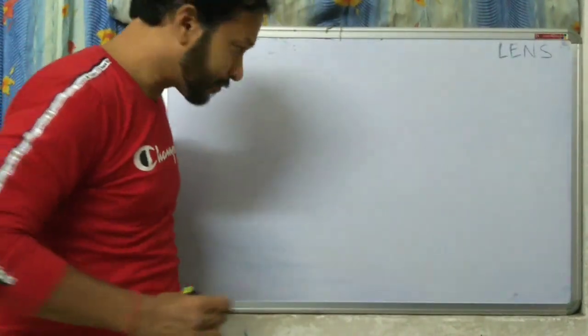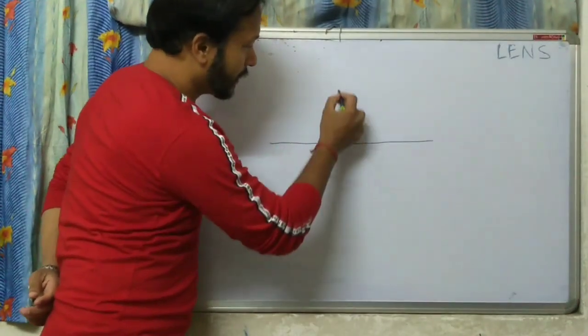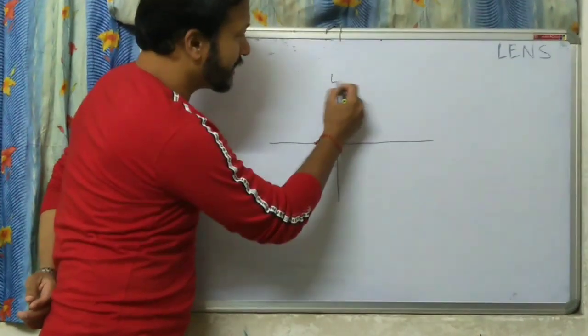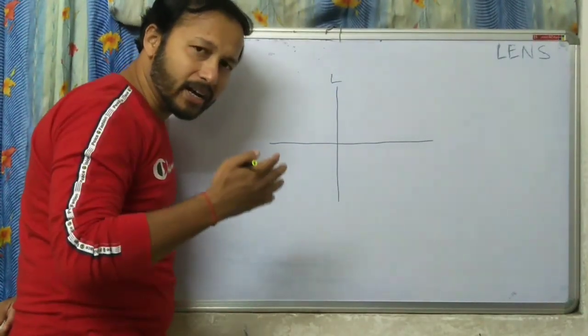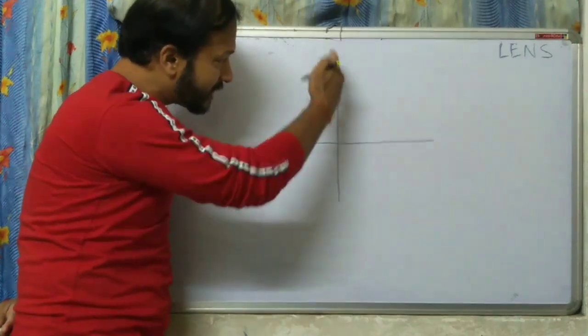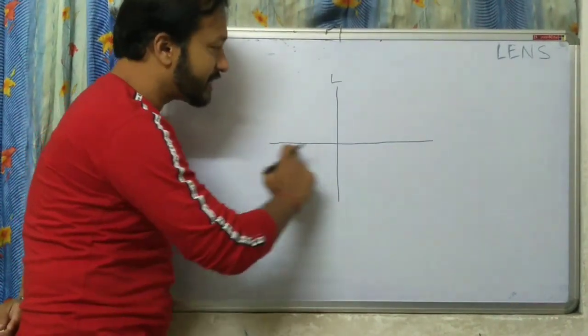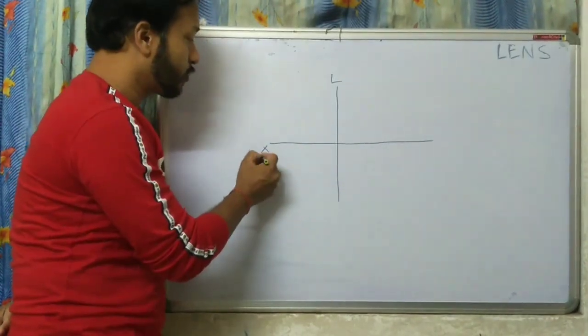First of all, let us consider that this is a lens. This L is a lens. It's a convex lens or concave lens, whatever it is. We are considering this as a lens, and this is the principal axis of that lens, X, Y.